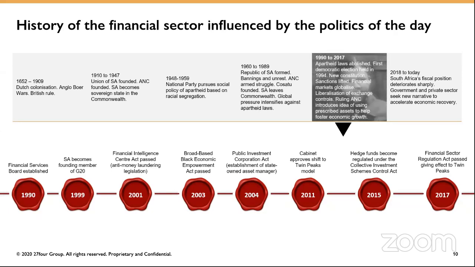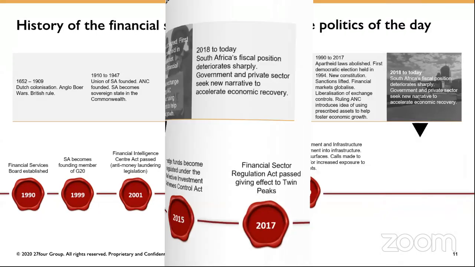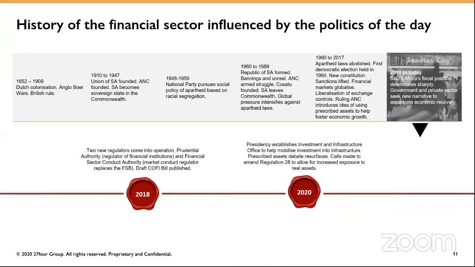So that was quite an eventful period, the democracy period, until everything started, or is slowly beginning, to be put under pressure and some strain from an economic perspective. But the first step of the FSR Act was to split the regulatory space into two regulators. And so we saw two regulators come into operation, what we refer to as the Prudential Authority, which is part of the South African Reserve Bank, and the Financial Sector Conduct Authority, which is the old FSB.